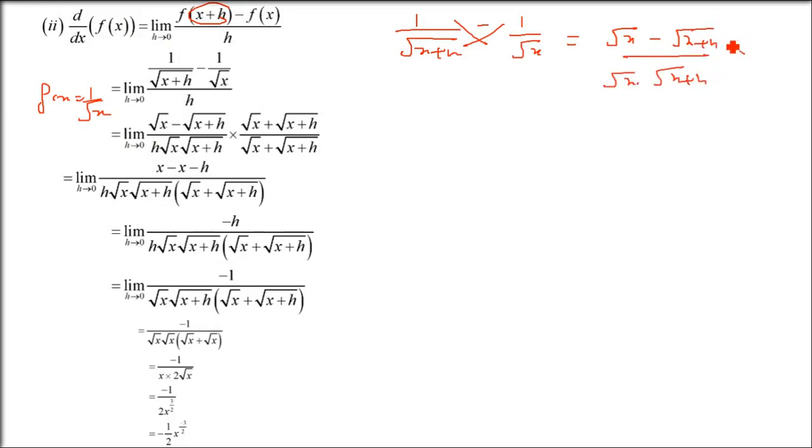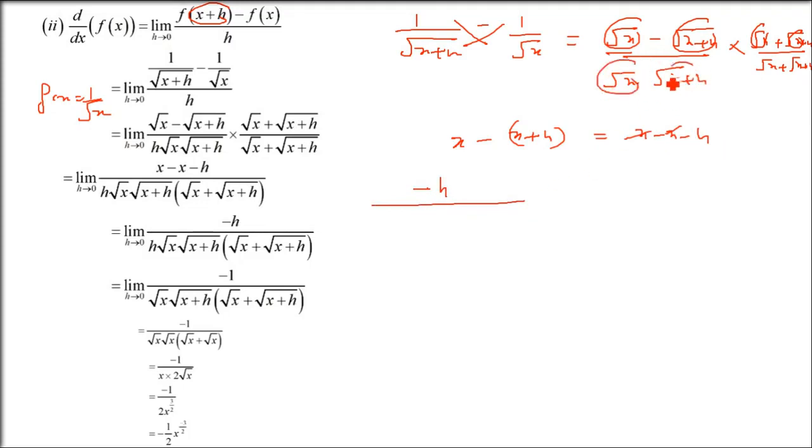Now multiply by the RF, the rationalization factor, that is root x plus root x plus h, in the denominator also. So a minus b, a plus b gives a squared minus b squared. You have under root x whole square, which is x, minus under root x plus h whole square, which is x plus h. Let us take the numerator first. The x cancels because it will be x minus x minus h, only minus h will remain.